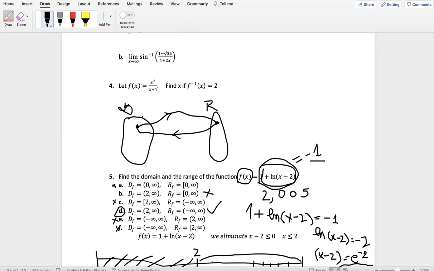Right? So I'm not sure if you guys understand what I mean. So for an inverse function of f of x, you just take whatever the range is.